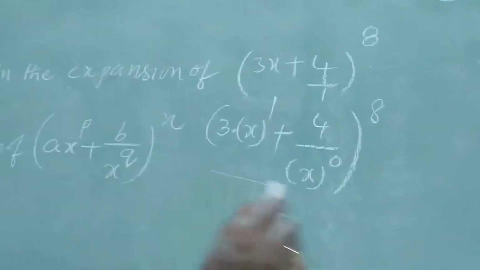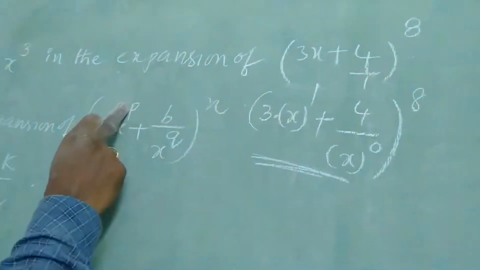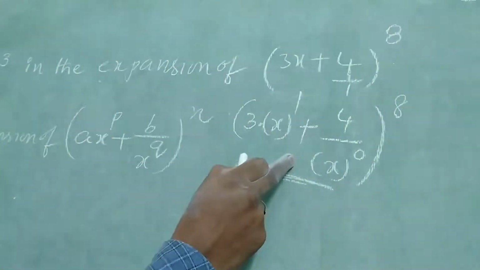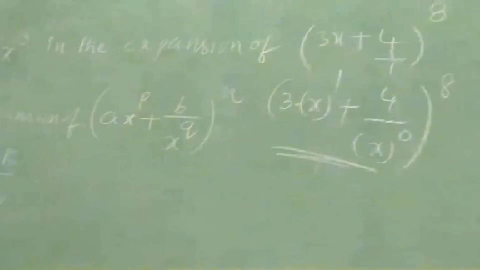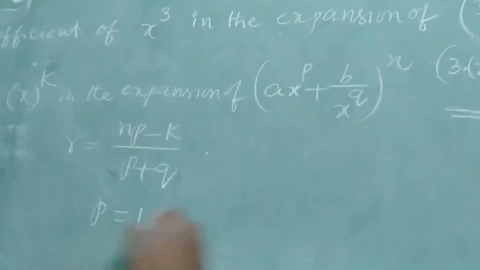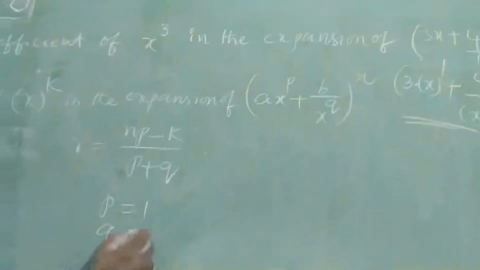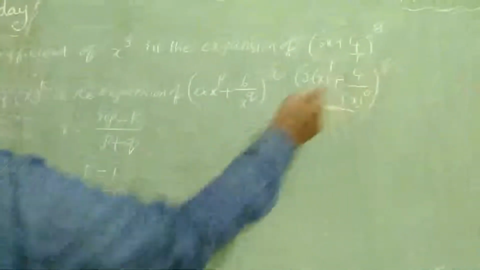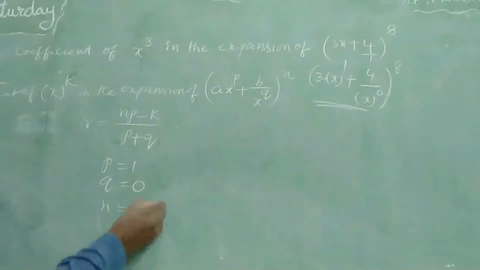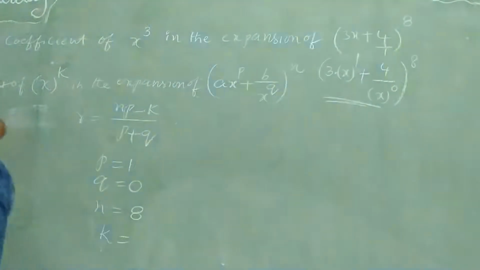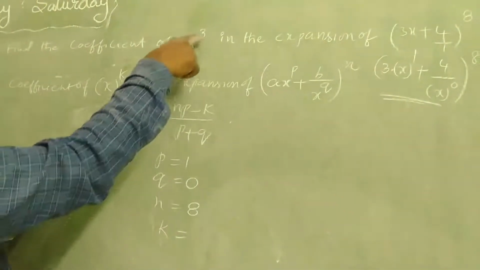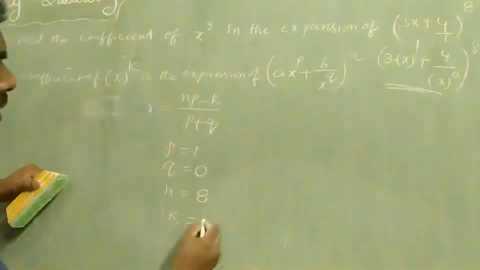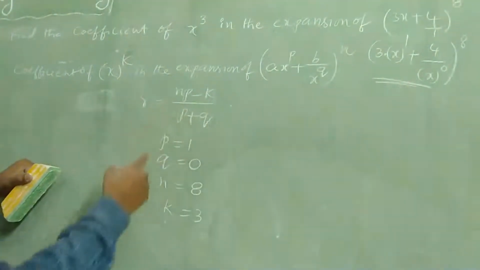Now this is in the form of a into x to the power of p plus b by x to the power of q. What is the p value? p is equal to 1. What is the q value? q is equal to 0. What is the n value? n is equal to 8. What is the k value? We have to find the coefficient of x to the power of k, and here we have to find the coefficient of x cube, so k is 3. Now these values are substituted.